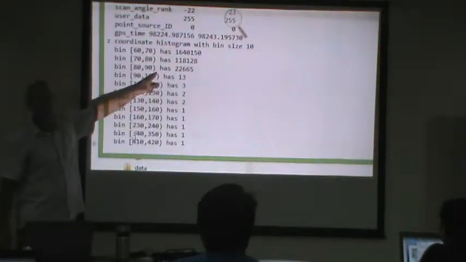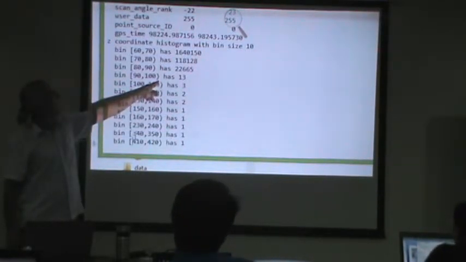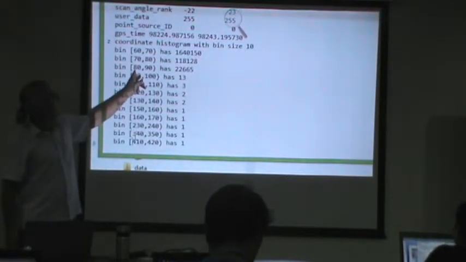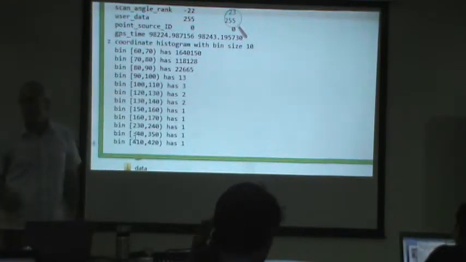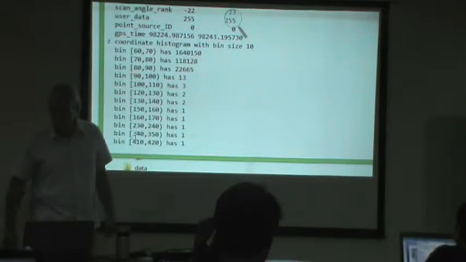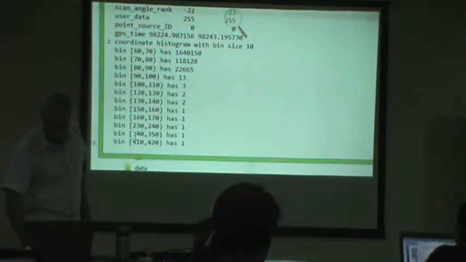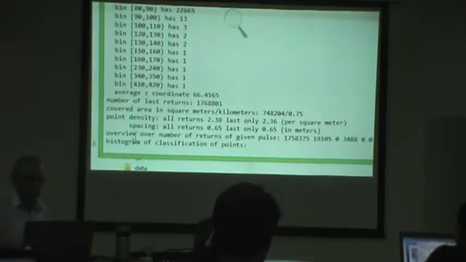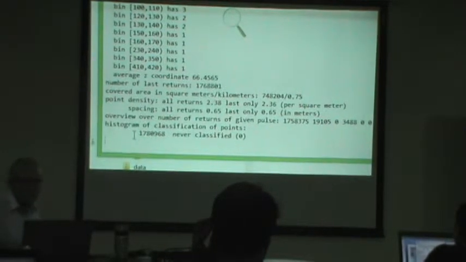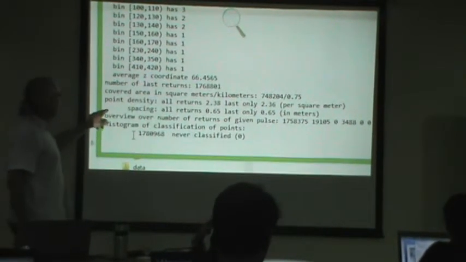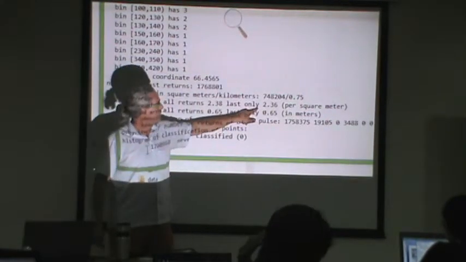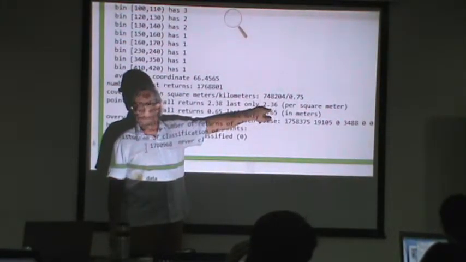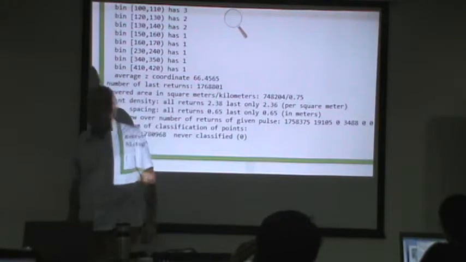You know this notation, right? This means 90 is not included. So it goes from 80 to 89.999999. It's a mathematical interval notation. Okay, and here we have the average point density, 2.36. That's an average.